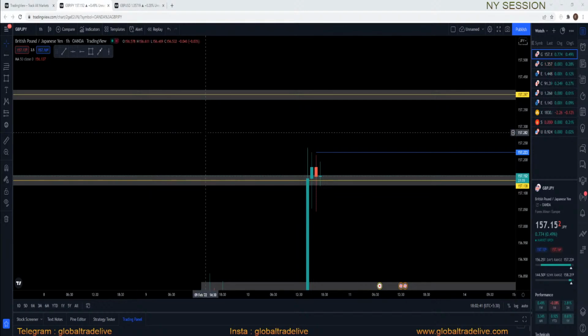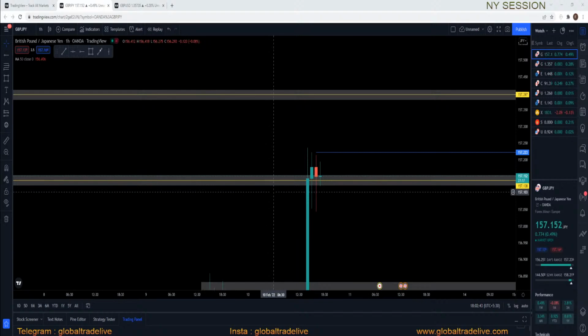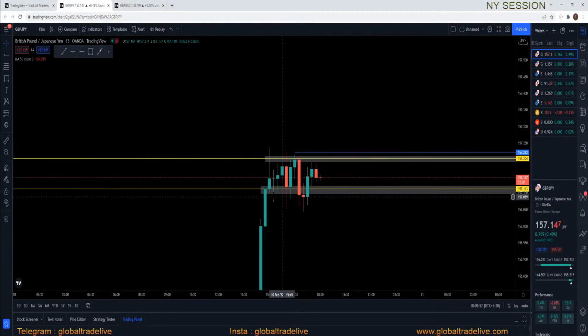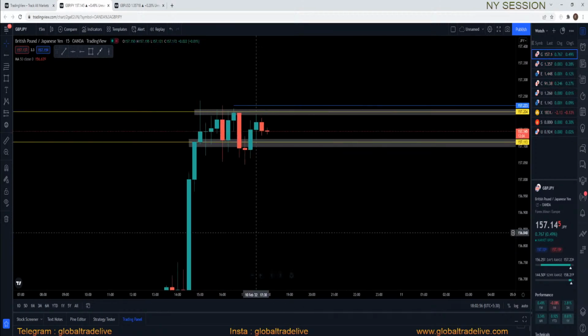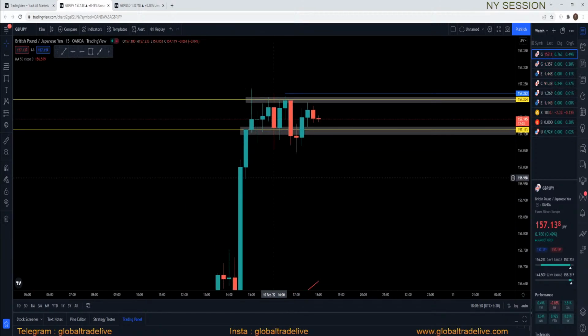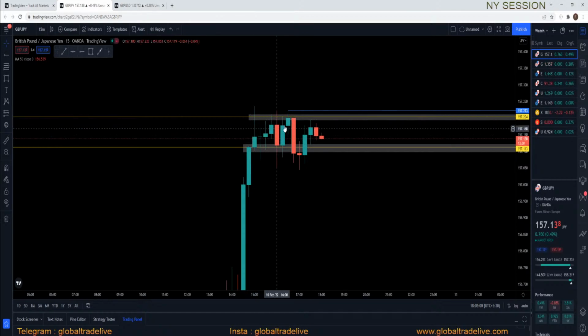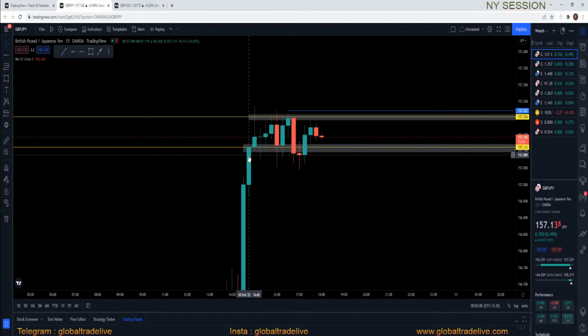So basically, let's just talk about the loss I have took. Let me just show you. Yeah, so the trade was taken in the 15 minutes over here, and so basically what was happening over here is the market was consolidating, right? So it created a range. So the range was created between the price 157.204 and 157.113.